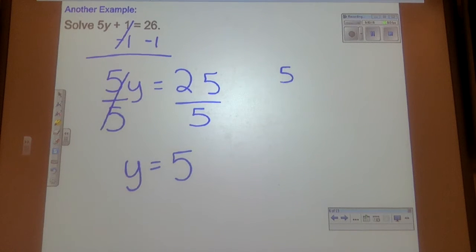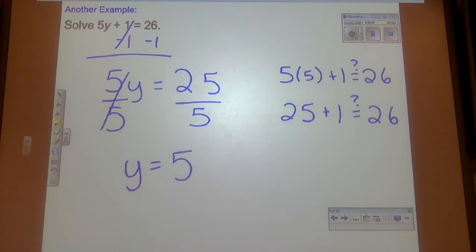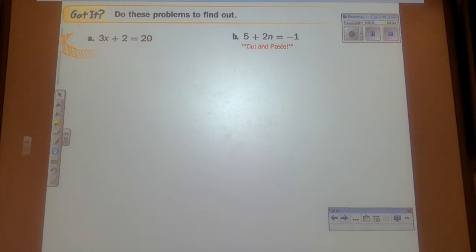Again, if we want to check it, we're going to plug in 5 for y into our original equation. So 5 times 5 plus 1, does that equal 26? So 5 times 5 is 25 plus 1. Now we want to check, is 25 plus 1 equal to 26? Hopefully you do your addition right and you get that 26 is equal to 26 and it checks out. So do these problems to find out.